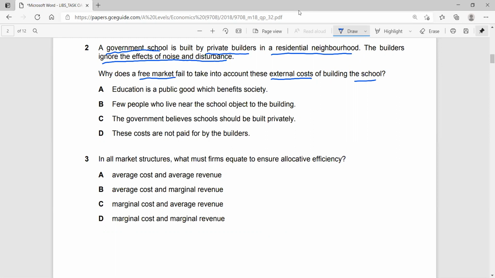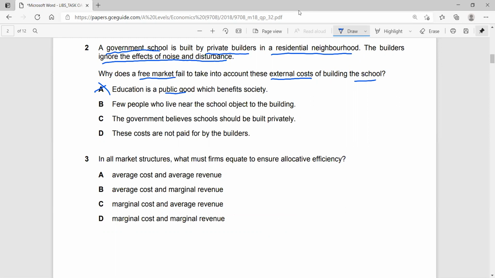Option A says education is a public good, which benefits society. Education is actually not a public good if you apply the metrics of non-rival and non-excludable, because it is rival, for just one example: if there's one more student in a classroom, that takes away a spot from someone else. So it's actually not a public good, but again, it doesn't answer the question either.